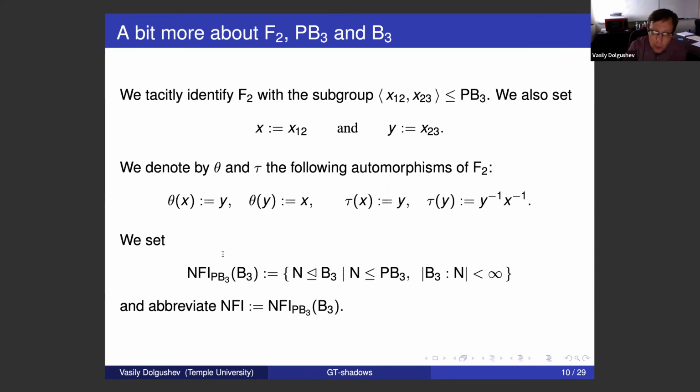For my purposes, I will also need this poset. This poset will play an important role. It consists of normal subgroups of finite index inside B3, and each subgroup must sit inside PB3. PB3, remember, sits inside B3, and then N sits inside PB3. In many slides, I'm going to just use this abbreviation NFI. So when I say NFI, I mean this poset.